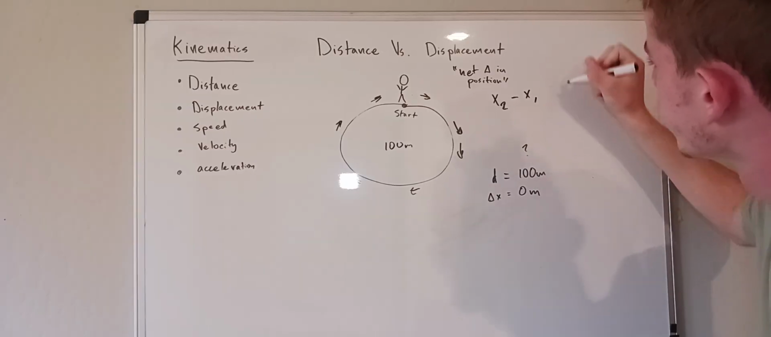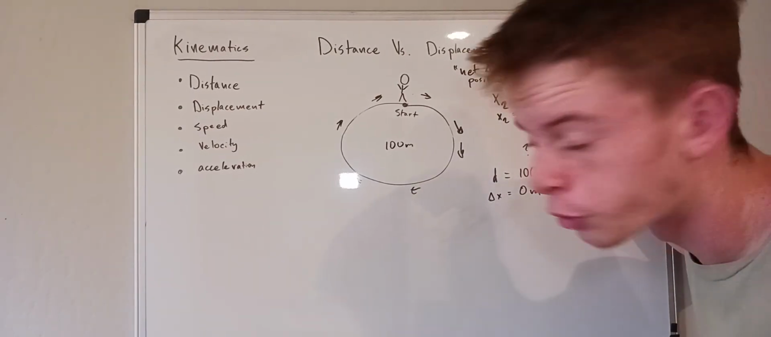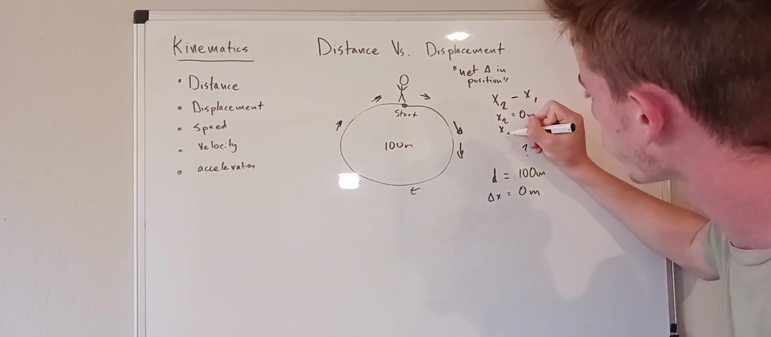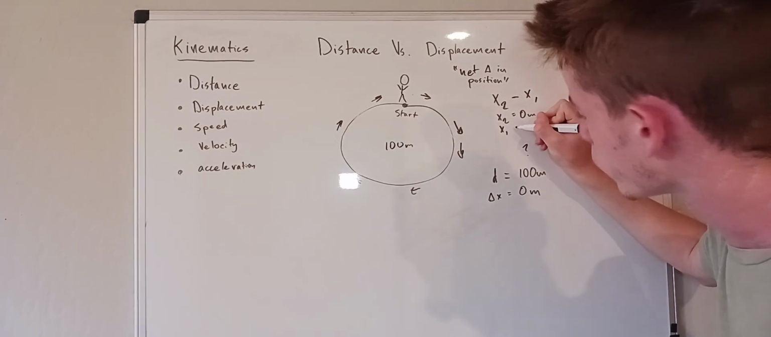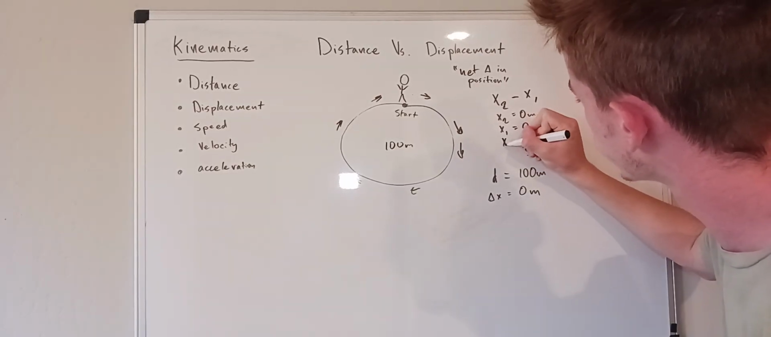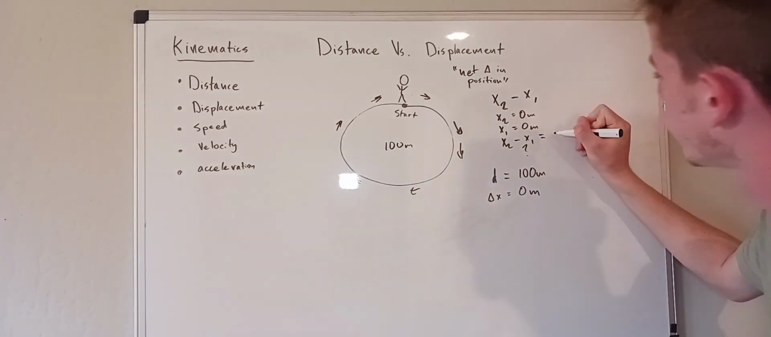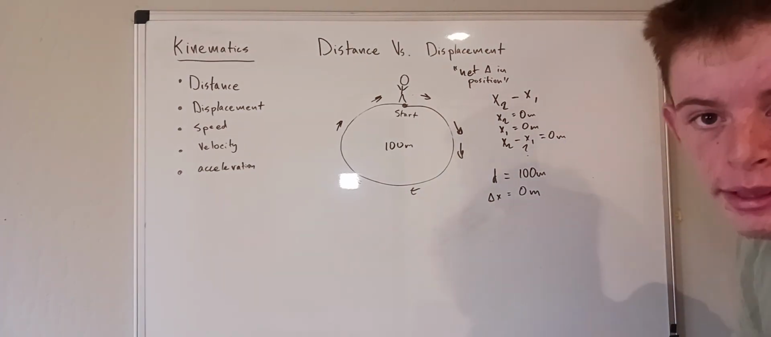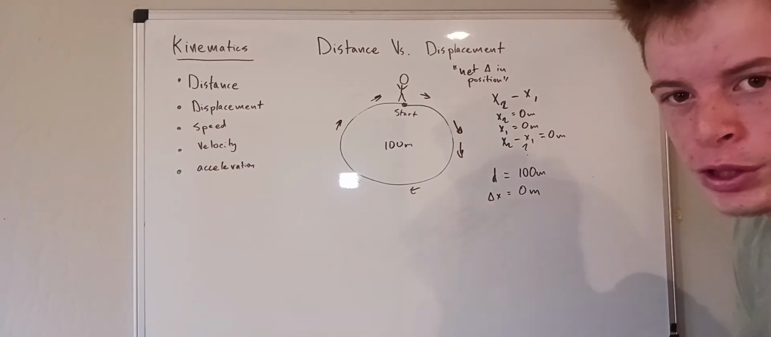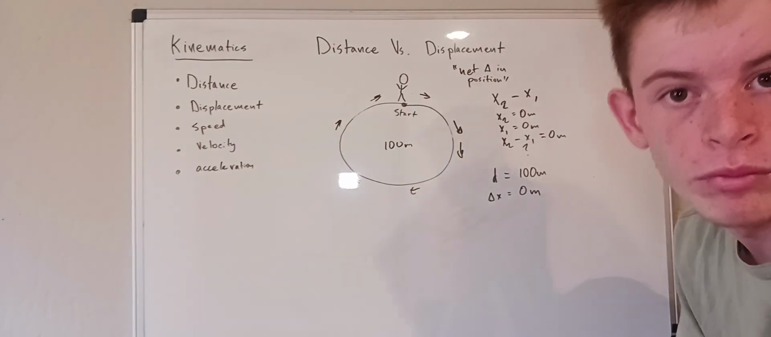So in this case, what is x2? Well, 0 meters, because it's exactly where the runner started. And x1, the starting place, is 0 meters. So x2 minus x1 equals 0 meters. And that's the displacement. And the distance is a lot more straightforward. It's just how much distance you covered. So it's going to be 100 meters.